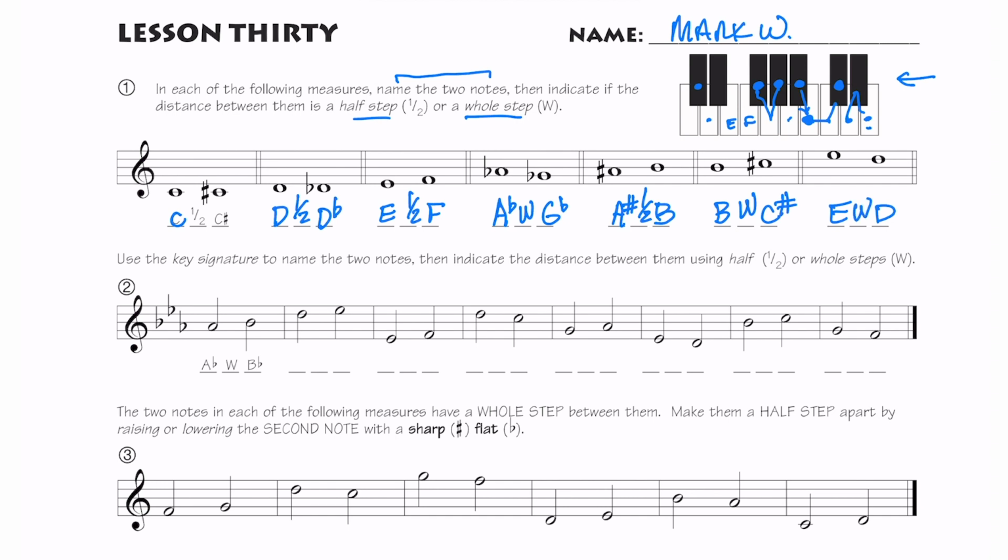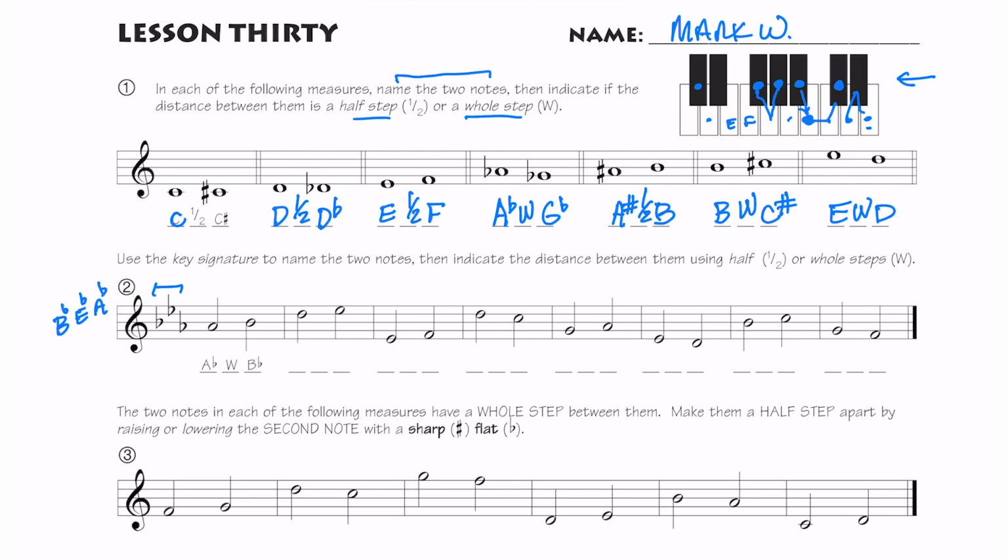All right, now in the second line, I'm going to use the key signature to name the two notes. So with this key signature, 3 flats, I know it's going to be B, E, and A. Hopefully you know how the key signatures work. It's always in the same order, B, E, and A.